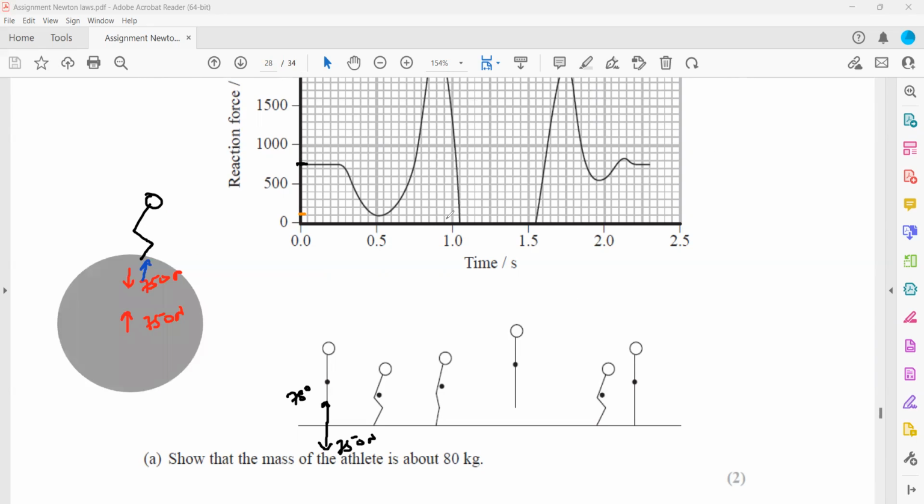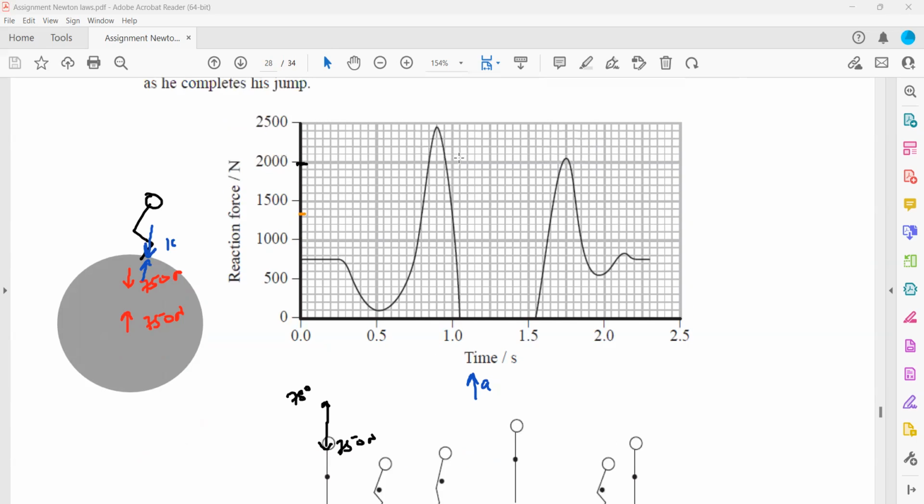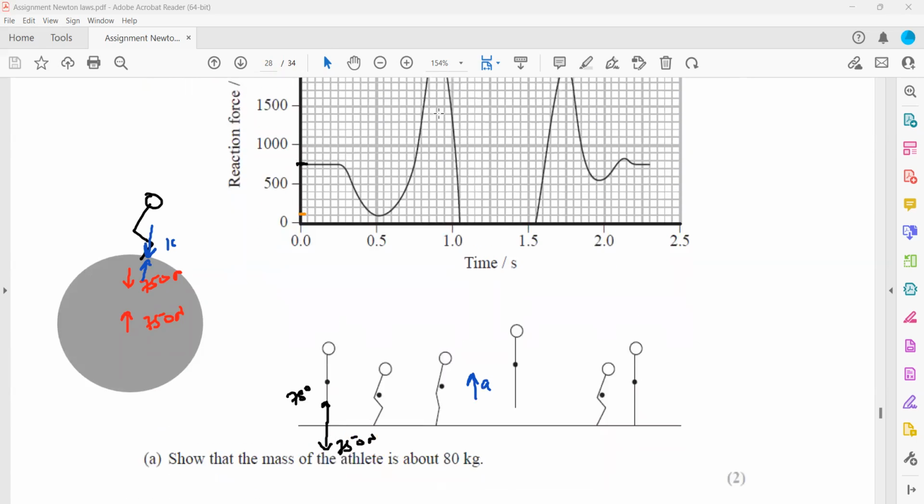So we have to create, because to move or to jump, we want a resultant force upward. The weight of the athlete, which is 750 Newton, as an athlete applies a more downward force. For example, an athlete applies, say, 100 Newton, or how much reaction force is there? It's about 2,500, or 2,000.